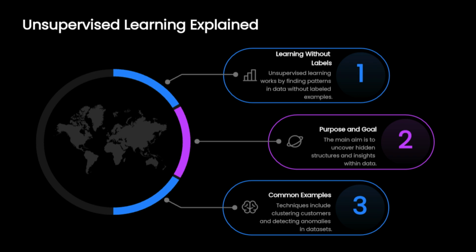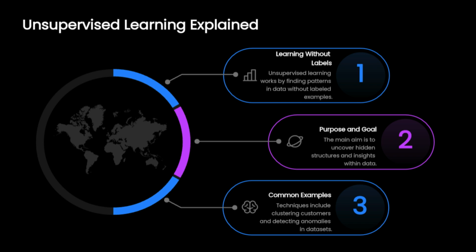Next is unsupervised learning, where things get a little more interesting. In unsupervised learning, the data is not labeled. This means the model does not know the correct output in advance. Instead of predictions, the model focuses on discovering hidden patterns and structures within the data.